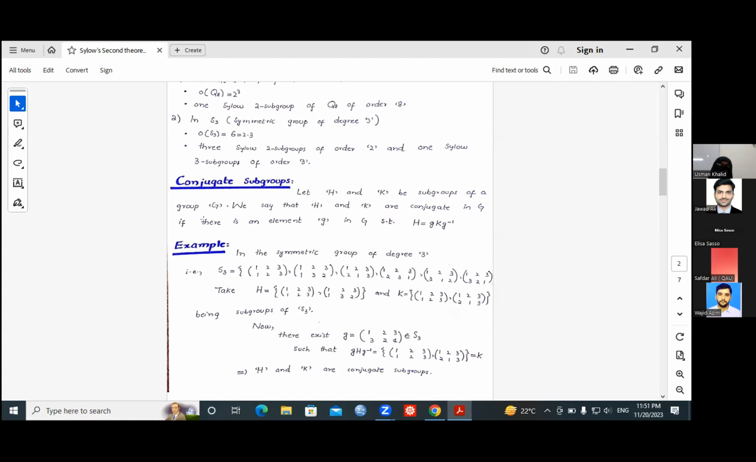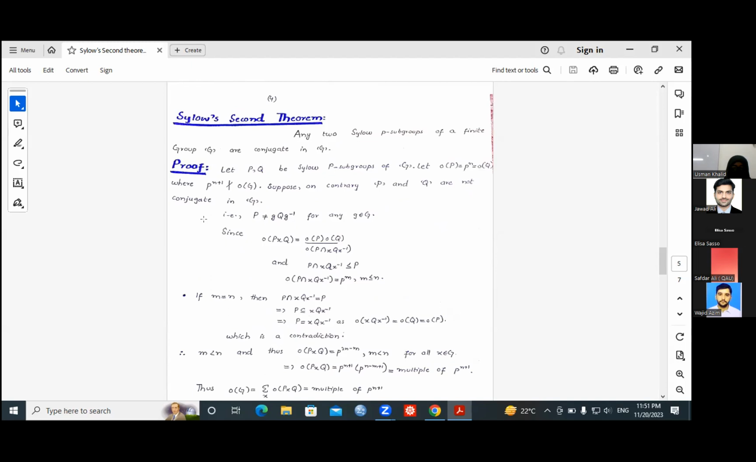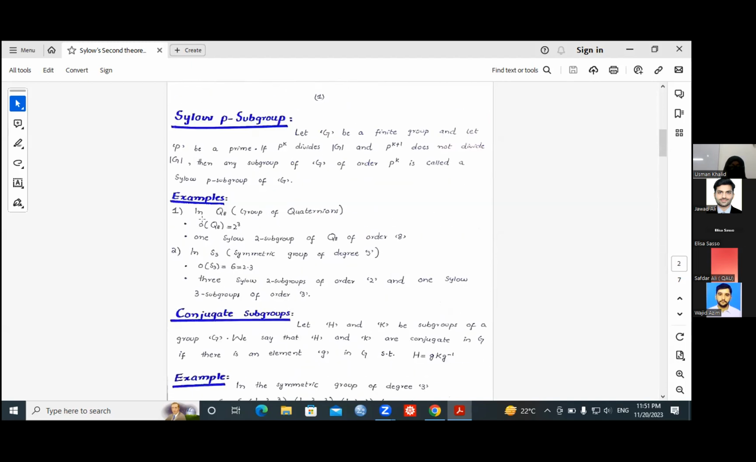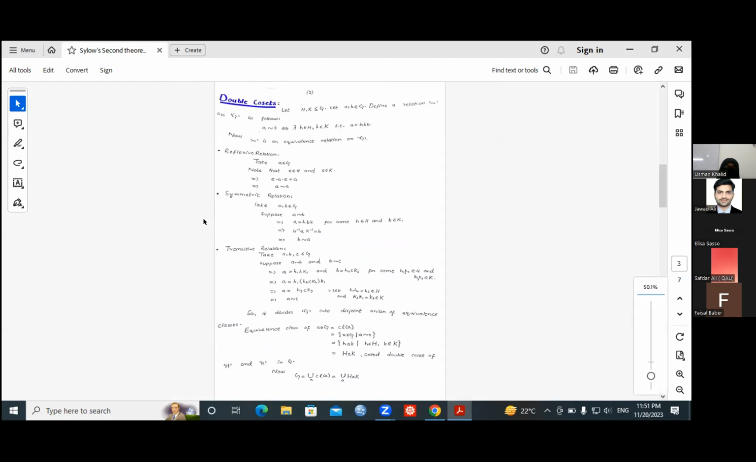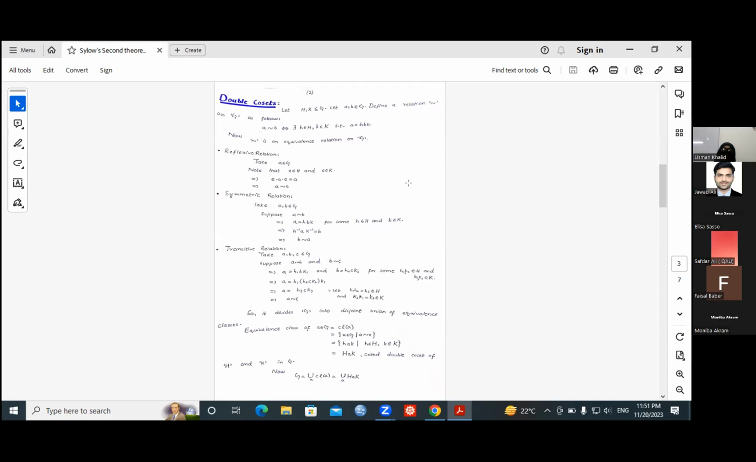And these equivalence classes are nothing but double cosets. I have mentioned here double cosets. Now, if we define a function from a double coset HxK to the intersection of H and xKx inverse, then we can find the order of the equivalence class, that is, the double coset HxK, in terms of xKx inverse.